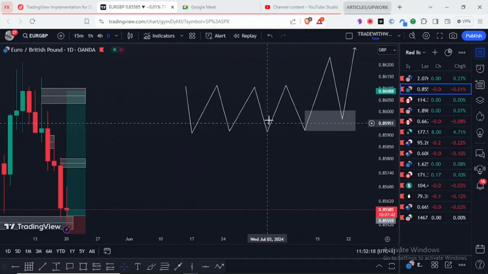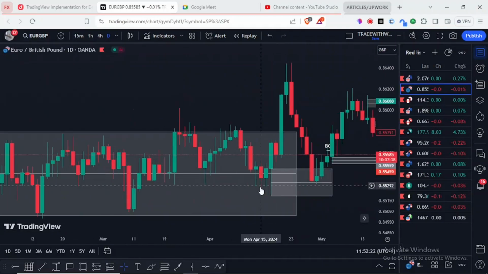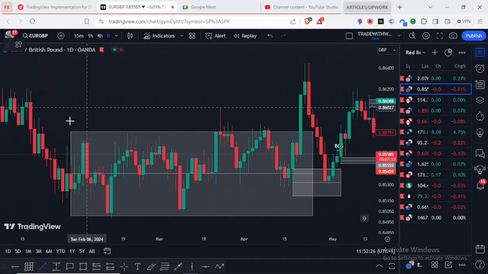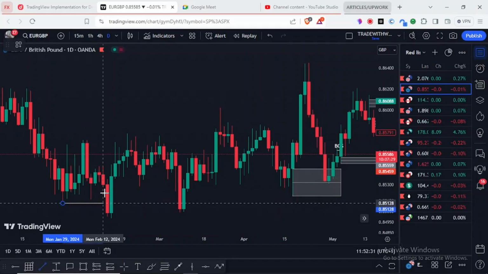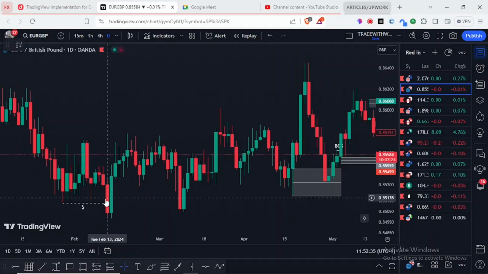So let's look at it from the market's perspective, because I don't want to be explaining too much. Now look at this. Look at this. This liquidity has been grabbed. Let me delete this, because sometimes you might not really see liquidity grab. This liquidity has been grabbed here. Liquidity below. This liquidity has been grabbed with this candle.